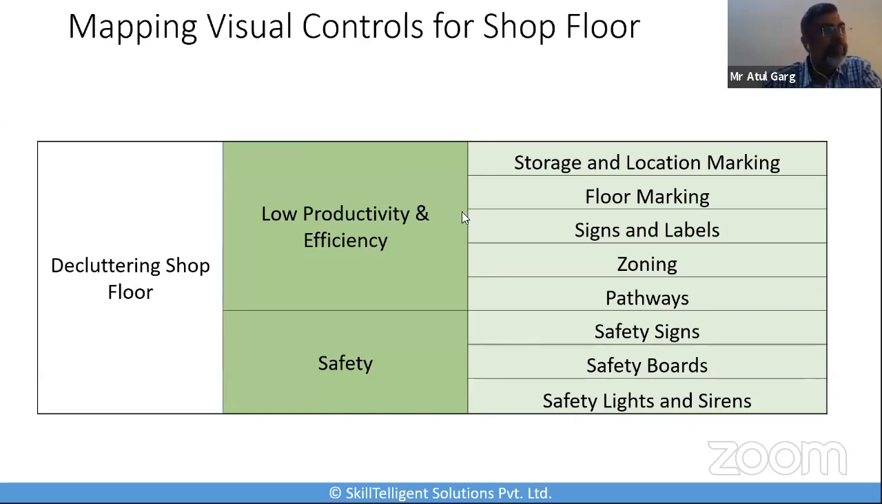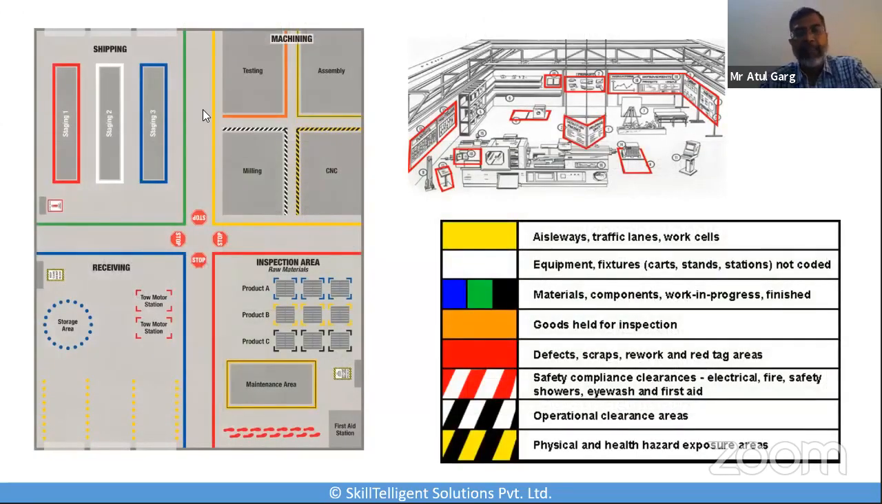Okay. So these are some of the examples. This is all about zoning. He did some zoning over here, saying this is the inspection area, this is the machining area, this is the shipping area, this is the receiving area, and so on and so forth. And in the layout of the machines on the shop floor, he starts identifying what will happen where, what will go where, and so on.